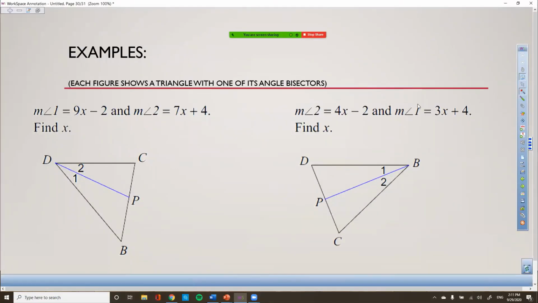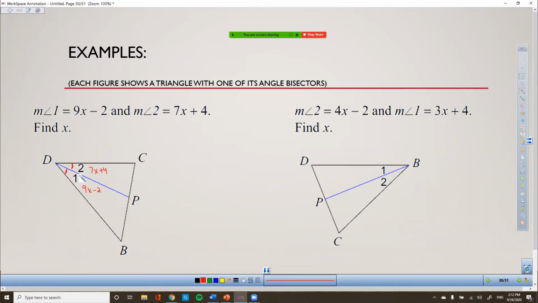If we look at this example, they're telling me the measurement of angle 1 right here is 9x minus 2, and the measurement of angle 2 is 7x plus 4. And they're telling me here that each figure shows a triangle with one of its angle bisectors. So we have an angle right here, and the blue line is the angle bisector. So automatically I know that if this is the angle bisector, that means that it cuts this angle into two equal parts. That means that this angle is equal to this angle. So if you're giving me that angle CDP, or angle 2, is 7x plus 4, and that angle 1 is 9x minus 2, how can I solve for x?